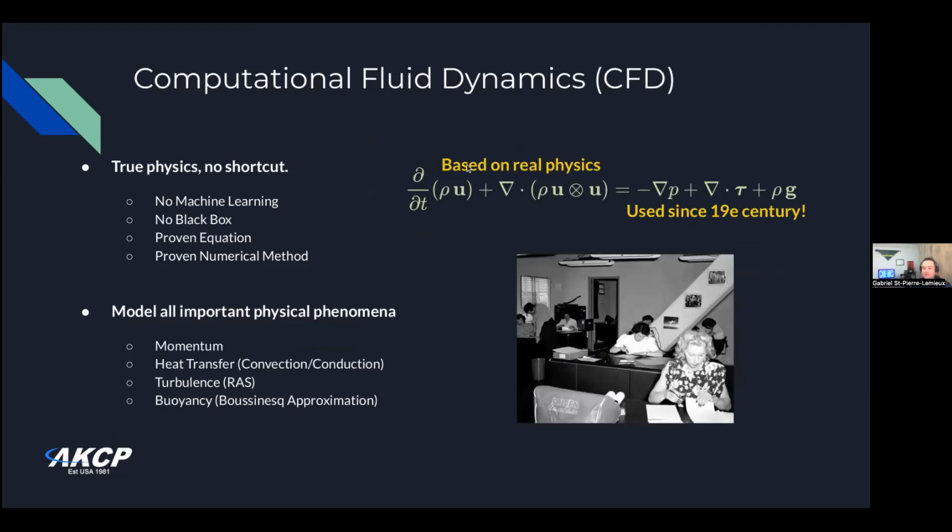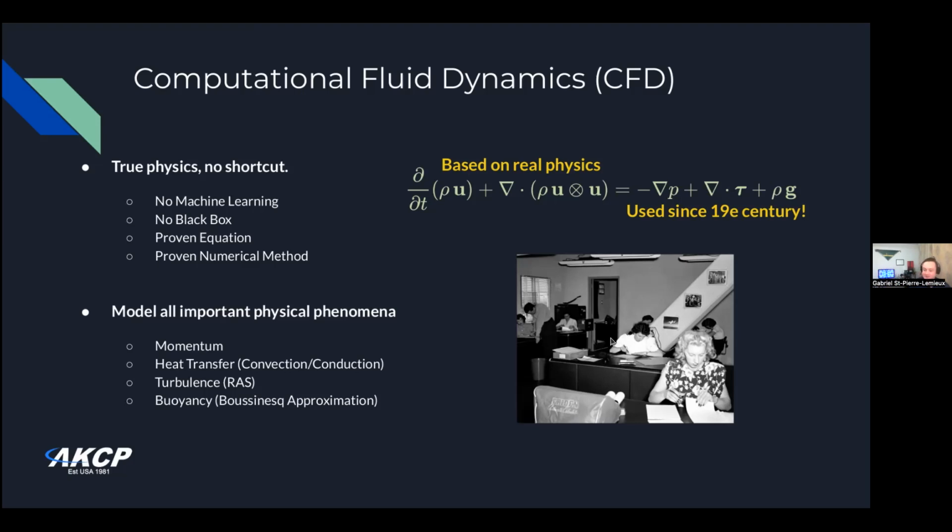So what is computational fluid dynamics? Computational fluid dynamics is the use of computation and equations to solve how fluid is displaced in a volume. The heat and the species that come with it are also computed. So it's true physics. It's physics that existed before computing, before computers, and it was computed by hand.